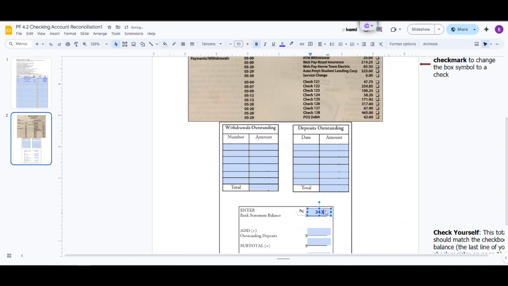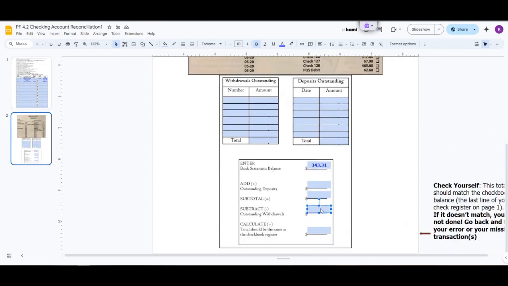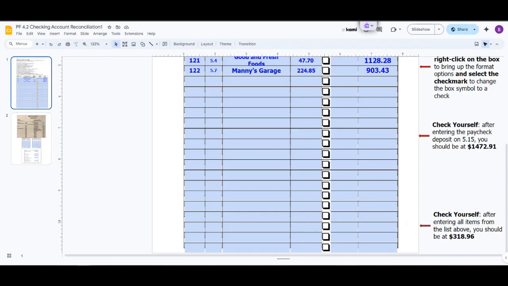Okay, so down here, I'm going to start with $343.31. Any outstanding deposits from here will be added and get me a subtotal. Then any outstanding withdrawals from here will be subtracted. And then this number, whatever this number ends up being, as it says, should be the same total, same number as my checkbook register.